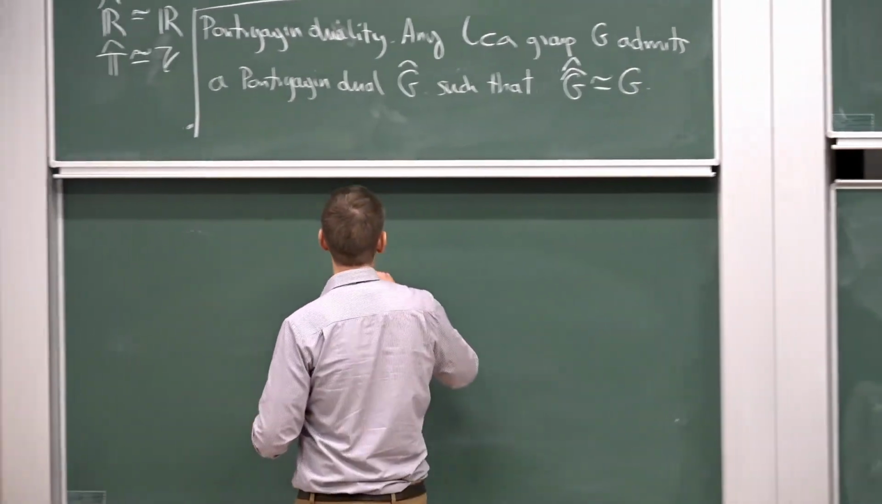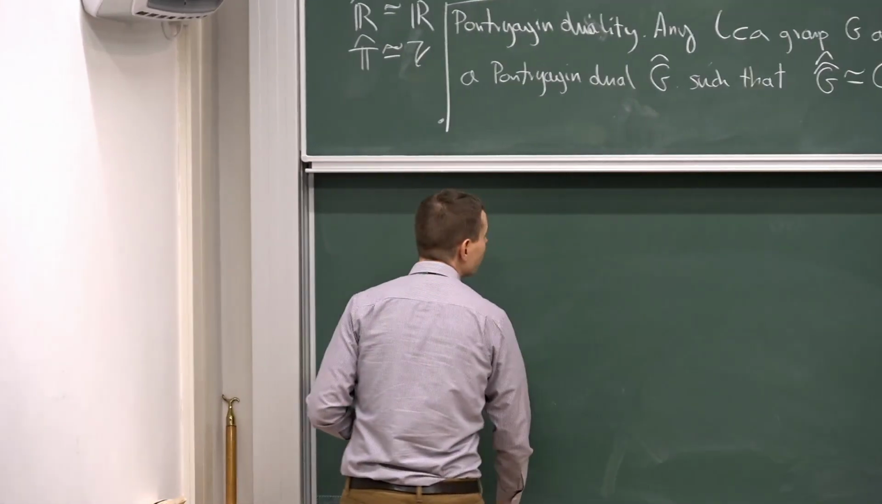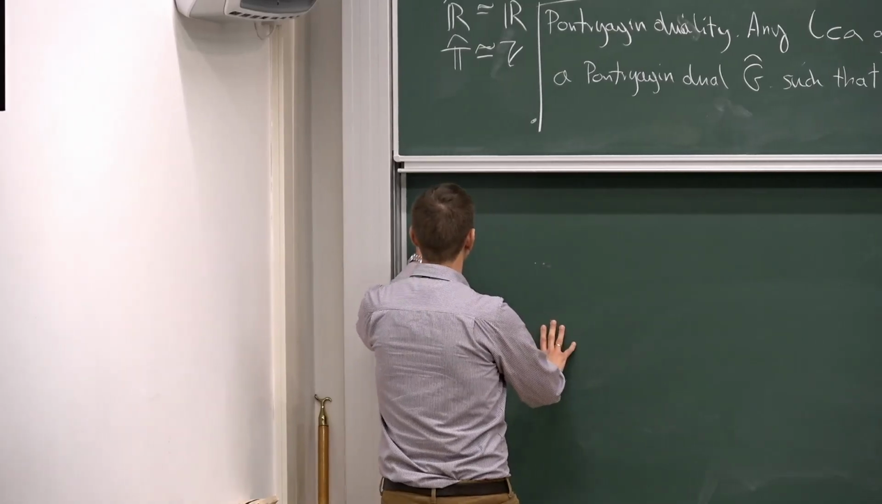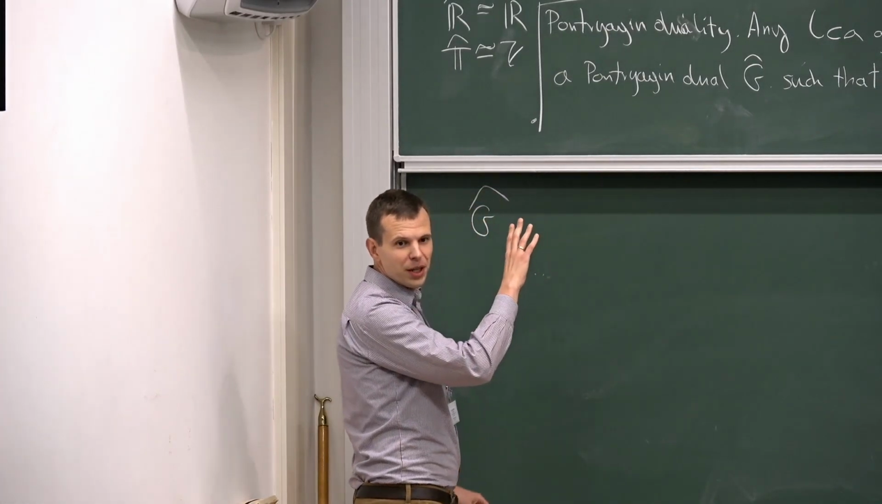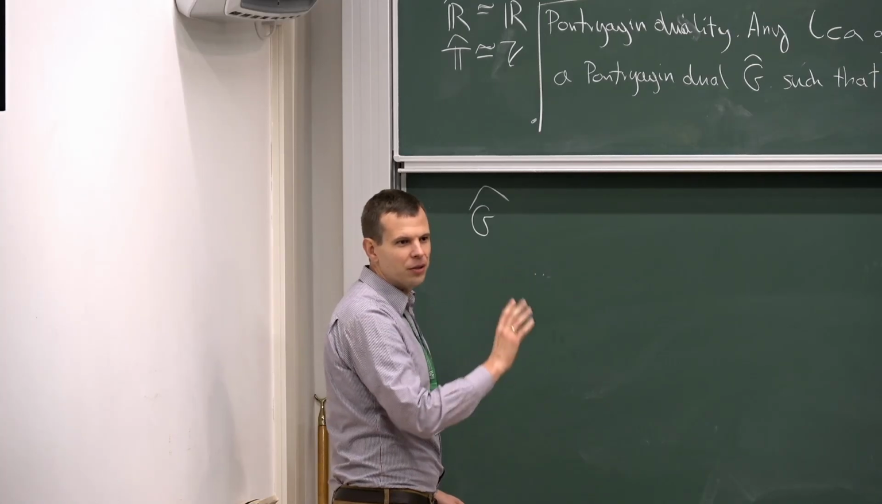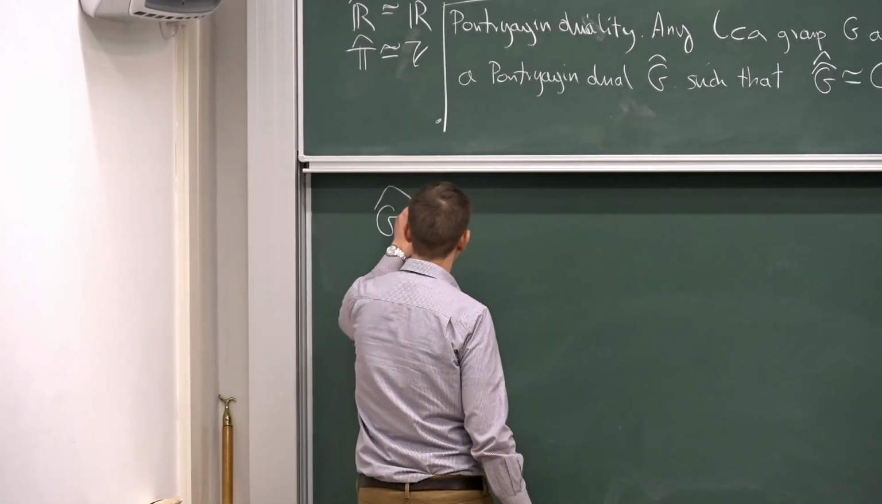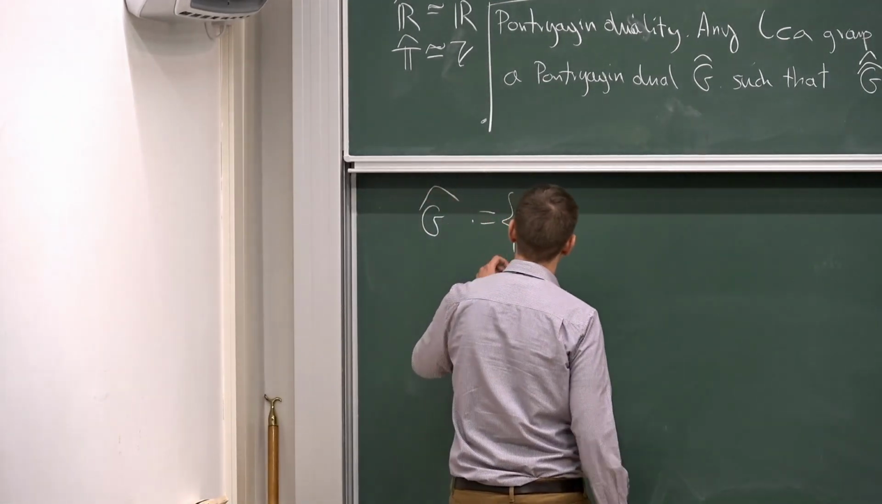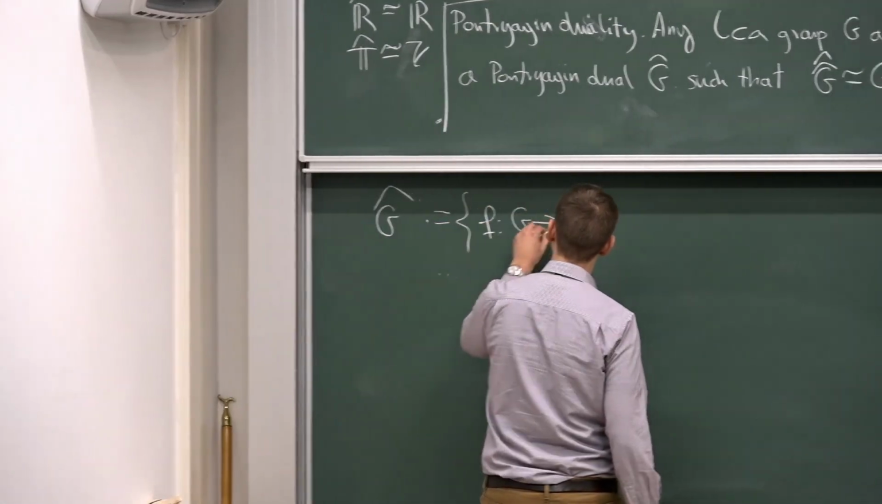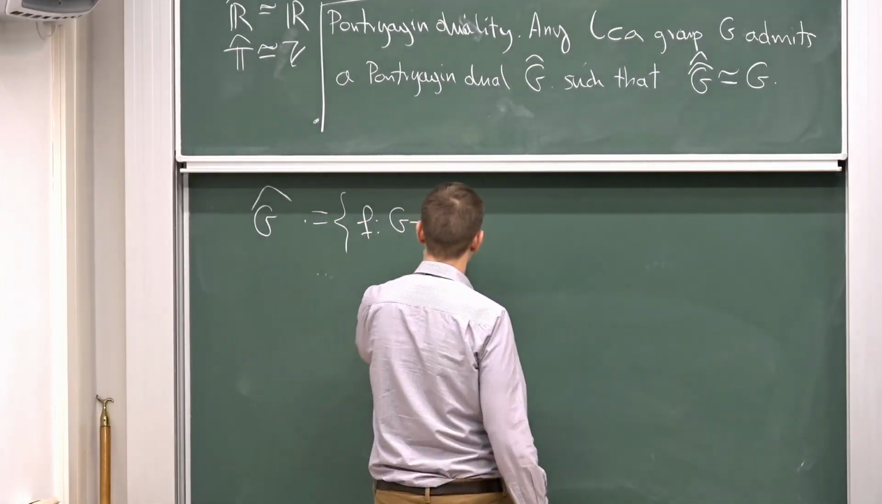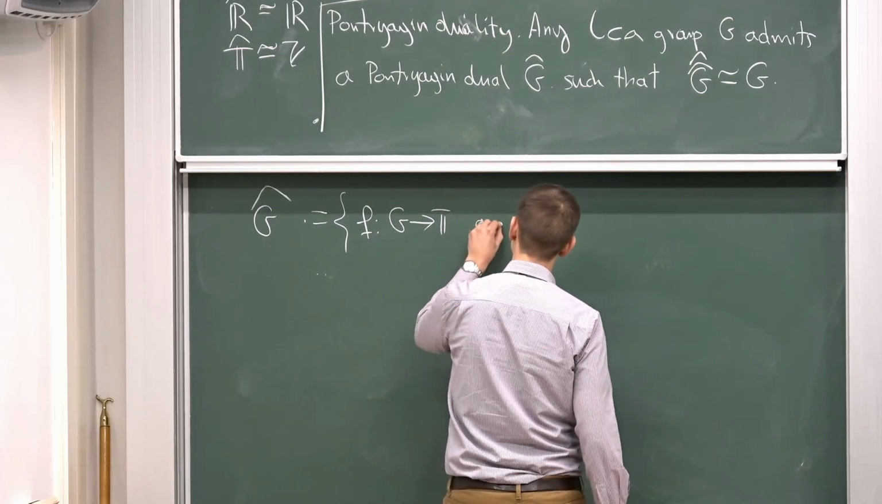Okay, and this Pontryagin dual is a concrete object. So what's the Pontryagin dual? The letters are big enough, I hope. Okay. So the Pontryagin dual by definition is the set of maps from G to T, and these are group homomorphisms.